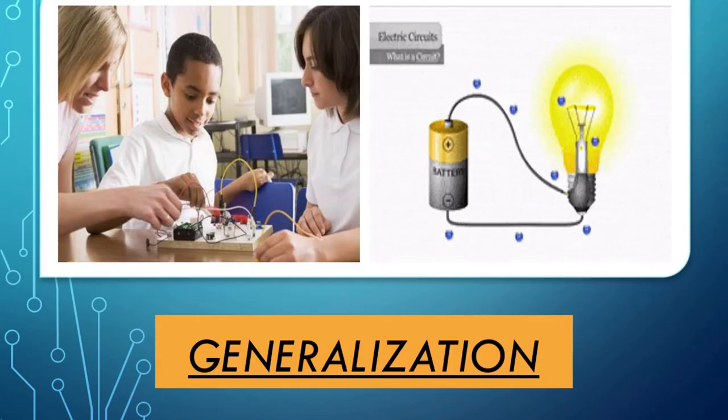electric circuit. For our generalization, an electric circuit is a closed path that allows electricity to flow from one point to another. The source of this electricity is a battery. The parts of electric circuit are the battery, copper wire, bulb, and the switch. How does an electric circuit work? When the switch is off, the electric current from the battery will not flow to the bulb. And when the switch is in the on position, the electricity from the batteries will flow to the wire going to the bulb, making it light up.